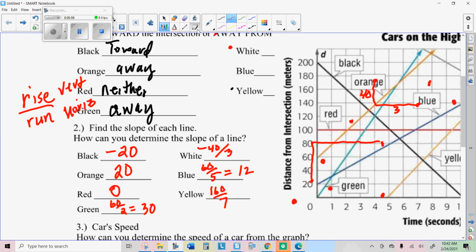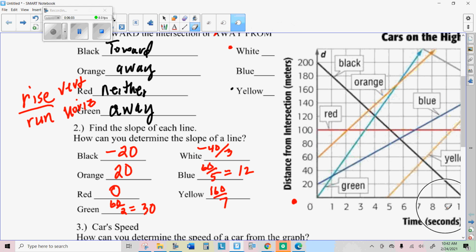All right, here's what I got on those. Your numbers might be a little different depending on where you found the spots on the graph to do them. I'll just go over a couple real quick. Like the blue one, I noticed from here to about here. So going up from 20 to 80 is 60, and then over 5. So that's how I got that 12 there, and it's a positive 12.